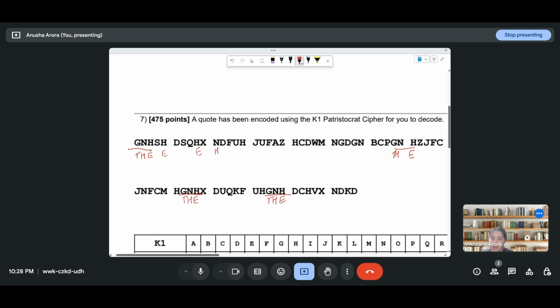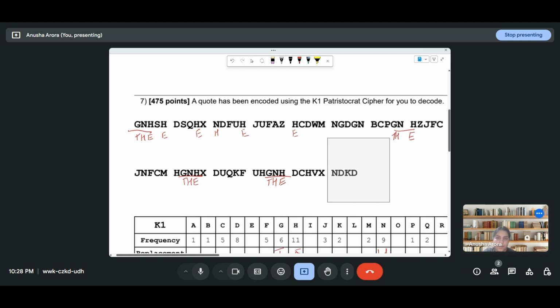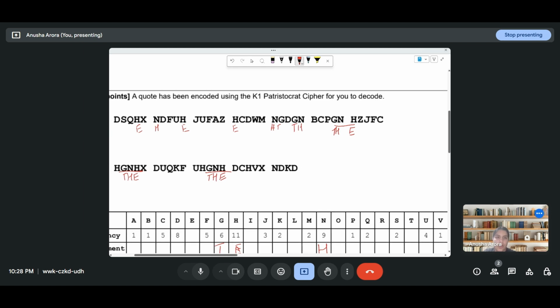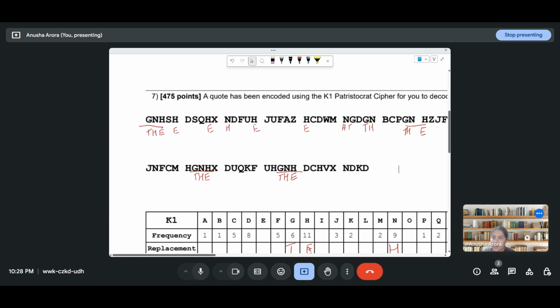The H, let's see, H, T, T, H, another H over here. See another E over here, and I think that is it.